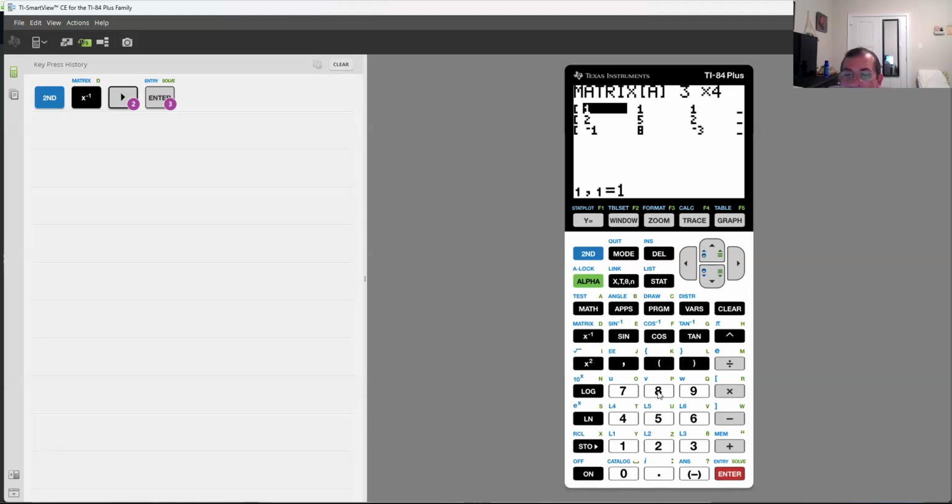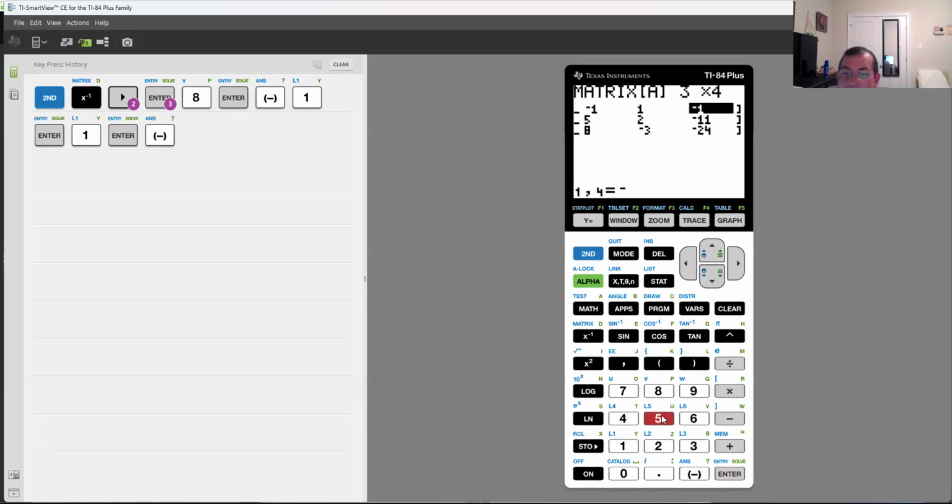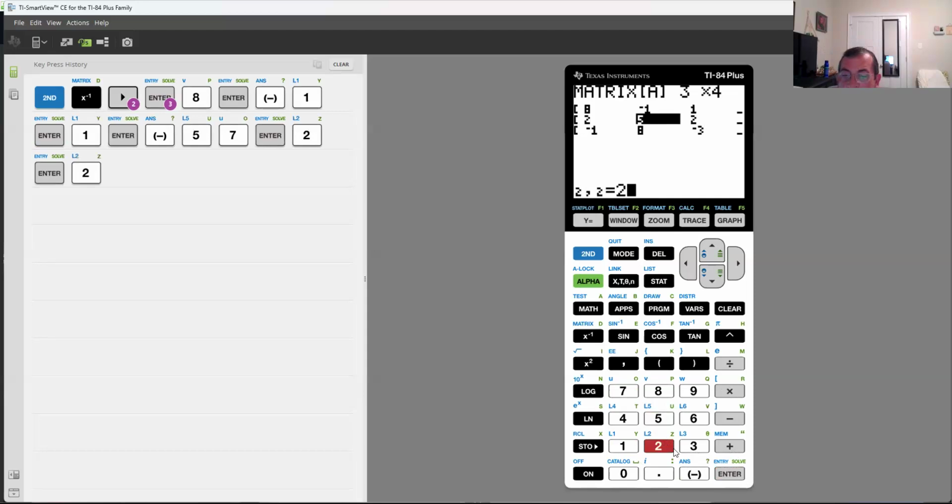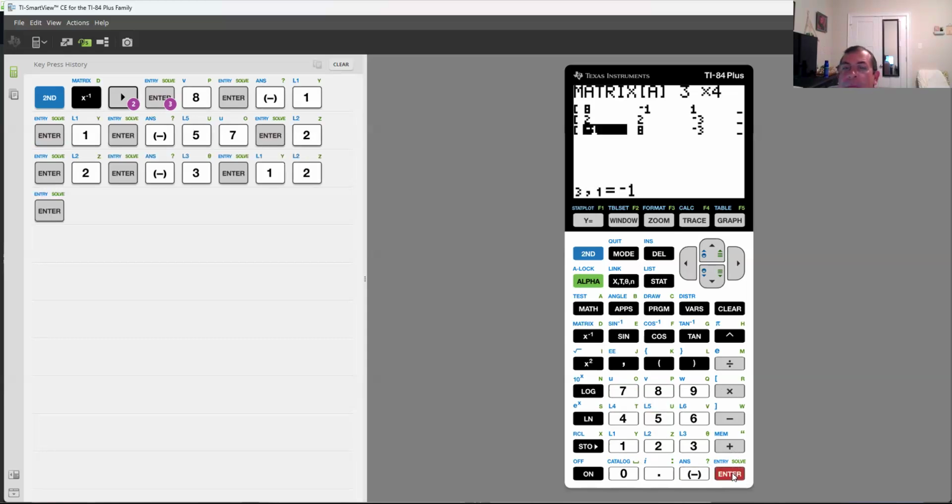So I had 8x, so I'm going to go 8 enter. -y would be a -1 enter. Z would be a 1 enter. And then -57. And enter. That's my first row. Now I'm coming to the second row. I had a 2 for the X, enter. 2 for the Y, enter. -3 for the Z, enter. And then I had 12, enter.